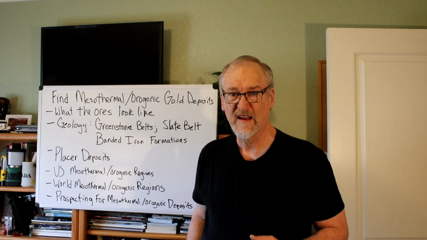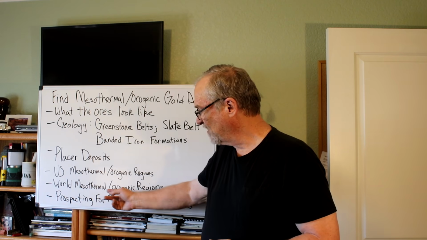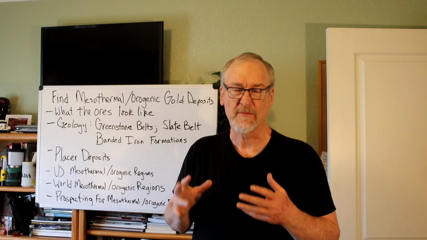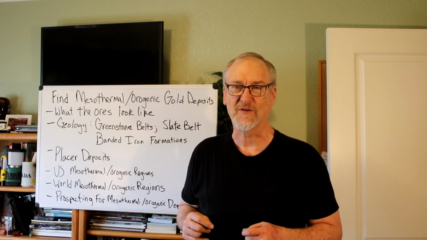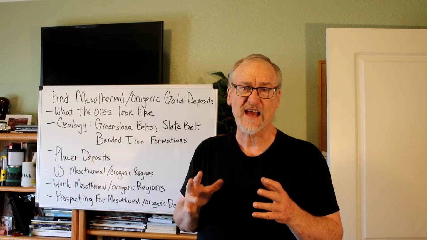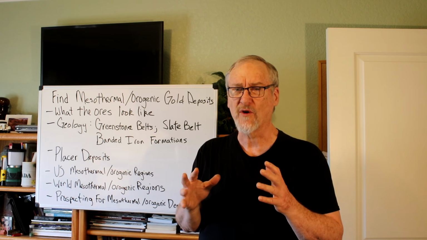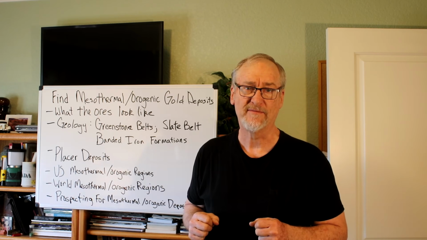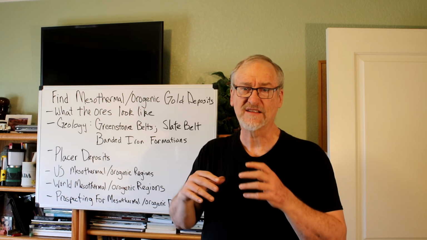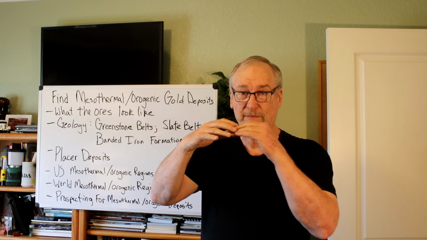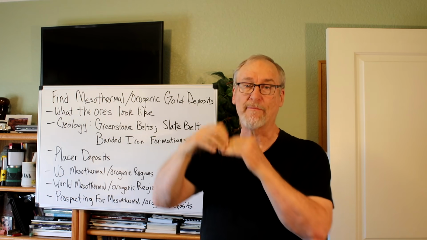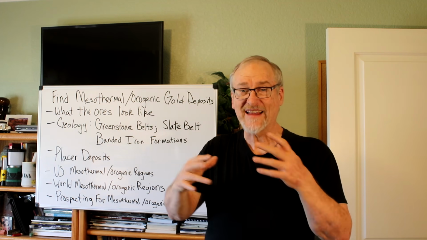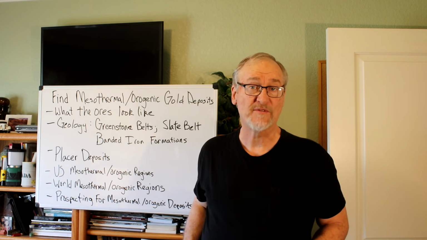Now let's take a look at some worldwide mesothermal orogenic types of gold regions. With very few exceptions, these deposits are formed in and around regions of tectonic plate activity. The plate collisions can cause the mountain building events. So the plates colliding builds up mountains as the plates contact each other. And that's where that name orogenic comes from.